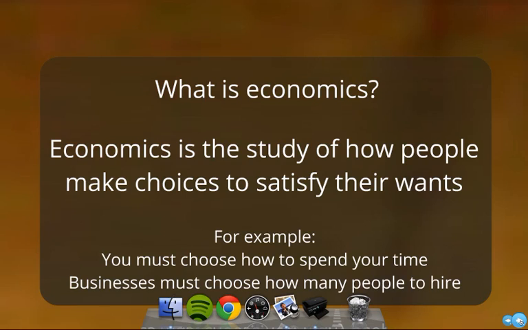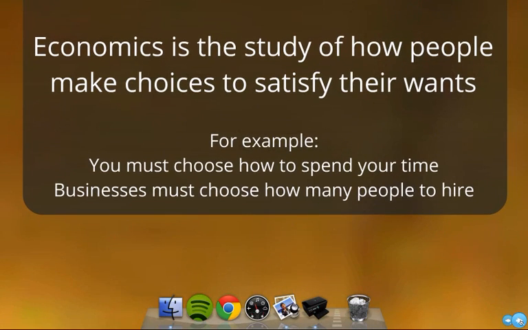But really what it has to do with is just choices to satisfy your wants, and those wants are not always involved with money. For example, you must choose how to spend your time. So that is also the idea of economics. There's the economics of time. When you get home, you can choose to either sit down and do your homework, or maybe you'll take a nap. Those are choices that you make, and it's all about the economics of your time.